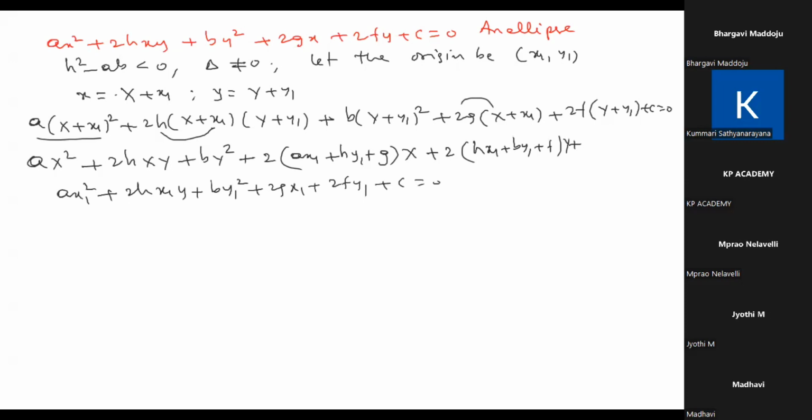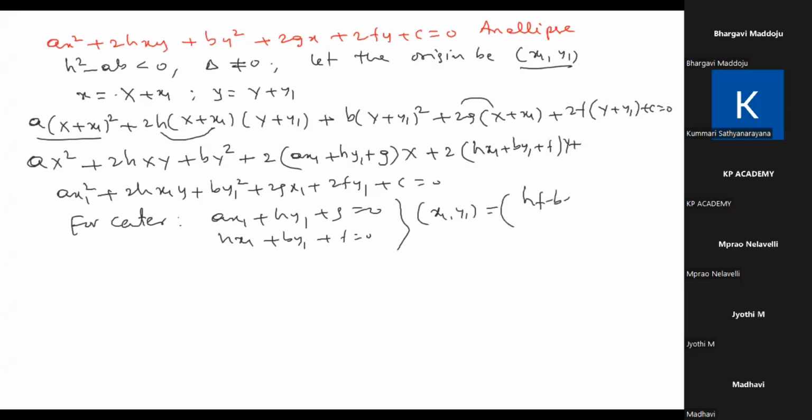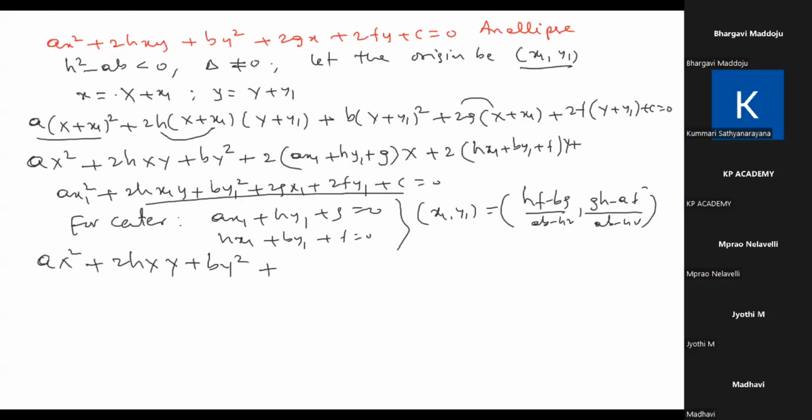For the center, the center is (x1, y1) here. So for the center, you take a x1 plus h y1 plus g equals 0 and h x1 plus b y1 plus f equals 0. It will give you x1 equals (hf minus bg) by (ab minus h square), and y1 equals (gh minus af) by (ab minus h square), correct? With this, what is the transformed ellipse? It becomes like this: a capital X square, this part up to here you know. After that, plus this part, which is x1 into (h x1 plus b y1 plus g), right?